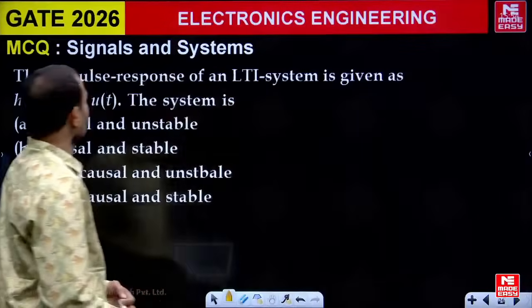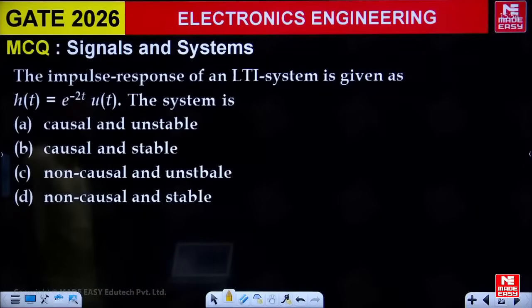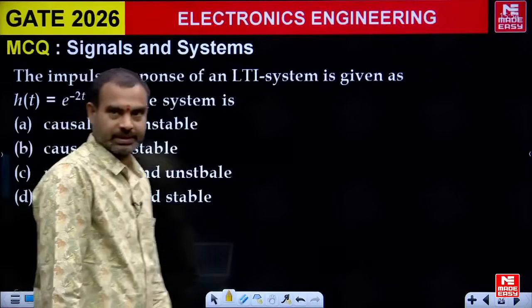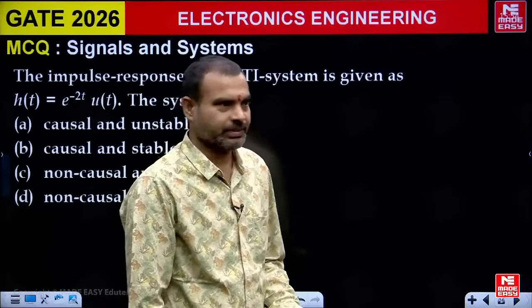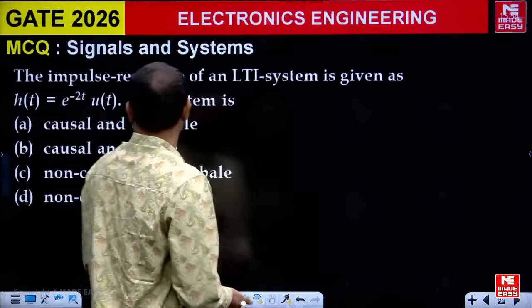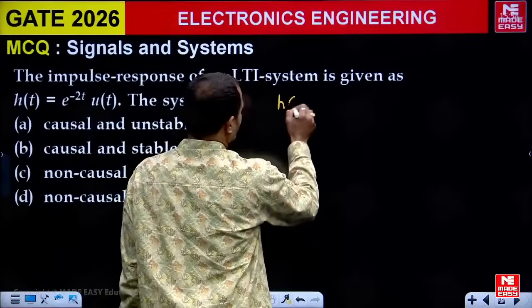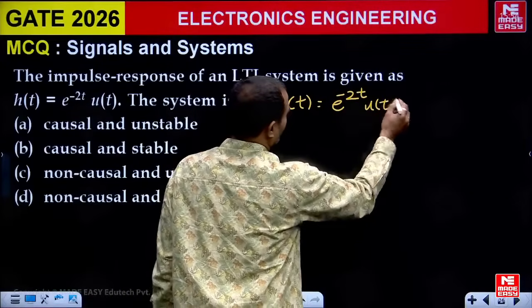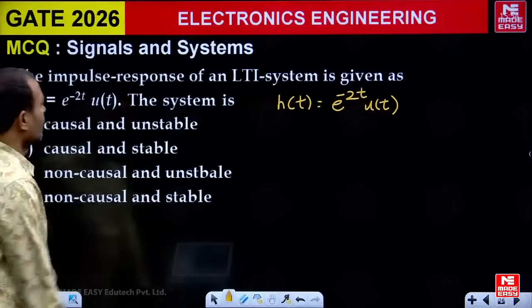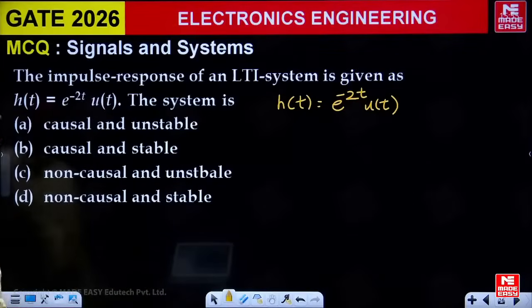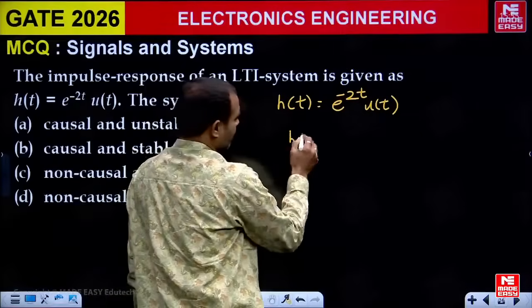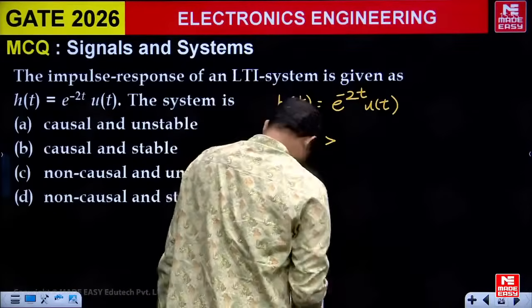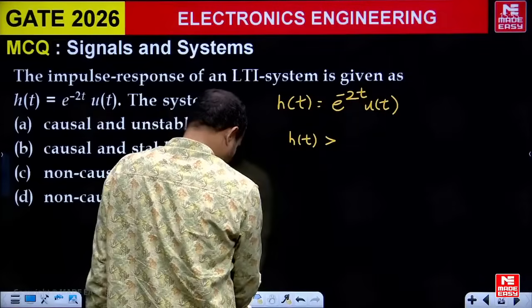Next question: the impulse response of an LTI system is given as h of t equal to e power minus 2t into u of t. The question is asking about the system, what kind of system it is. Now just see here, it is given as h of t. When you talk about h of t equal to e power minus 2t into u of t, we are talking about causality, since the impulse response is given. Because of u of t, you know that the value of h of t is non-zero when t is greater than 0.